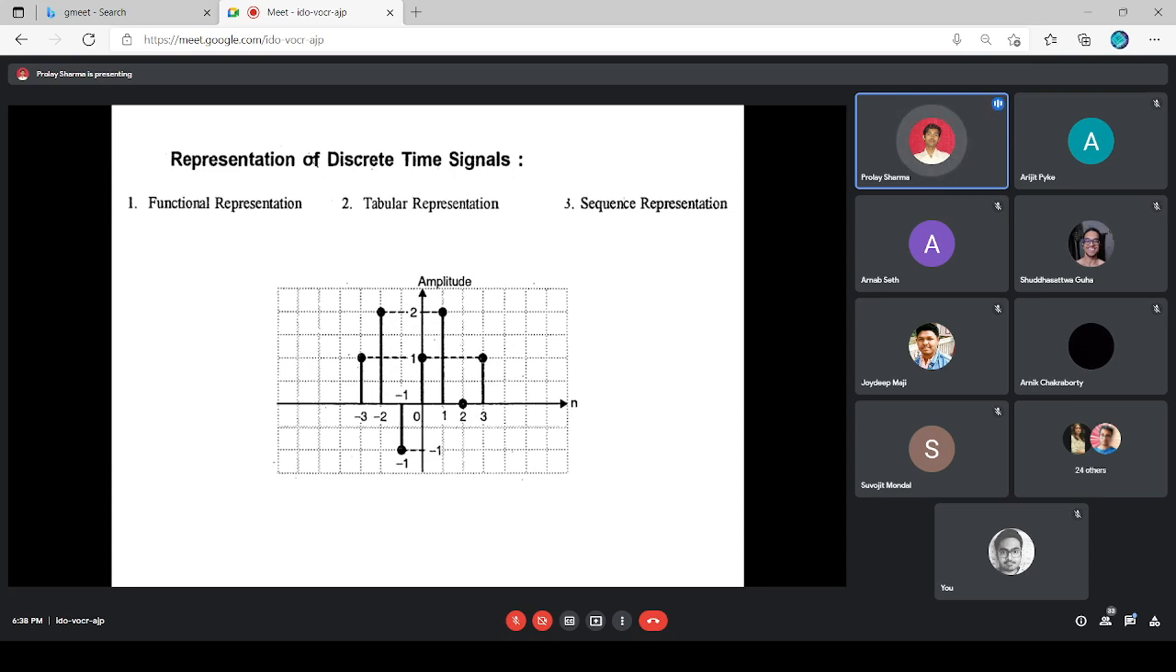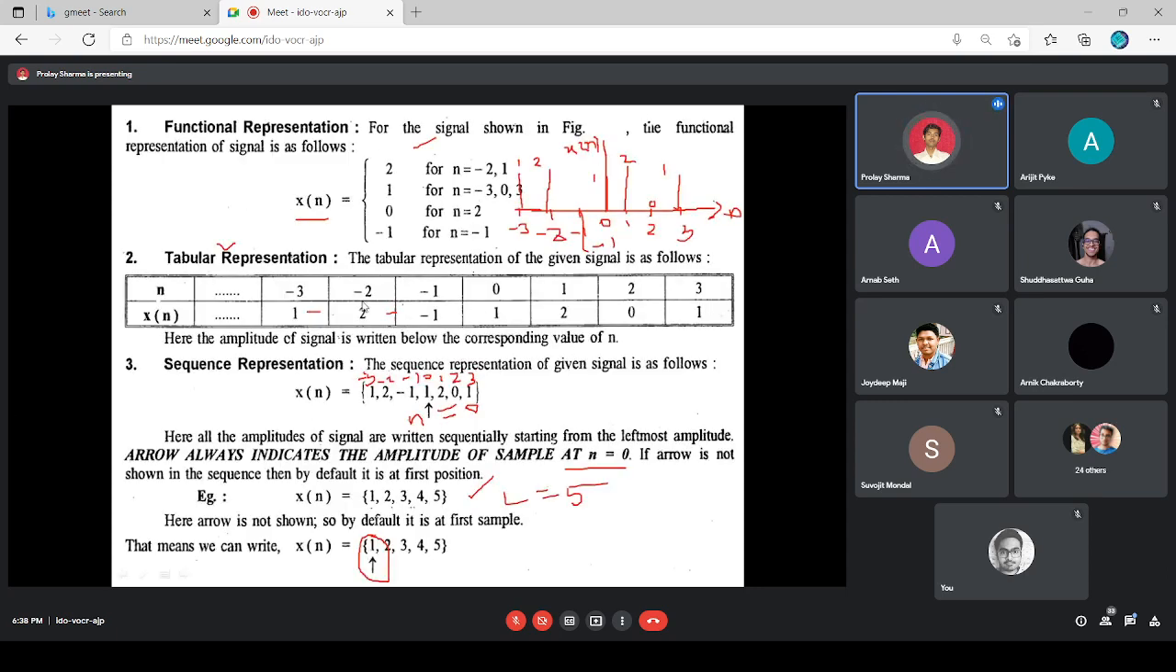So let's discuss the first one. This is functional representation. x[n] is the signal. It is defined like this: for n equal to -2, 1, the sample value is 2. For n equal to -3, 0, 3, the sample value is 1. For n equal to 2, the sample value is 0. For n equal to -1, the sample value is -1.